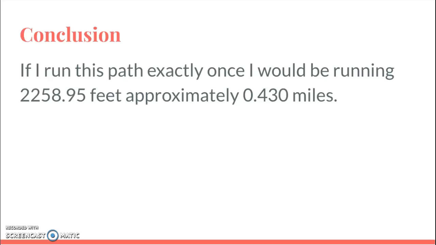So thanks to this project, now I know exactly the length of my run, and so I can run an accordingly amount of laps according to the amount of miles I want to do per day or per run.